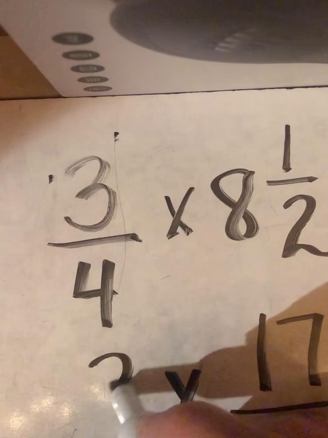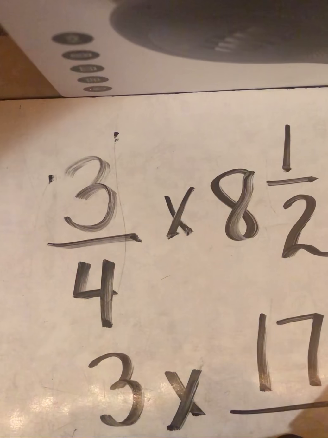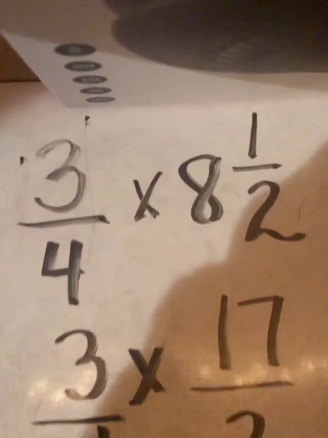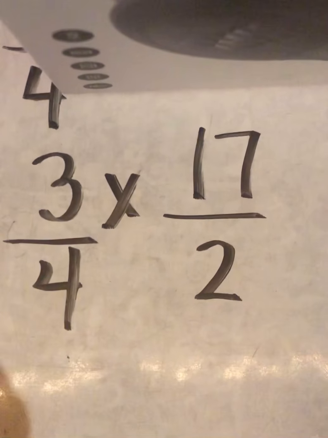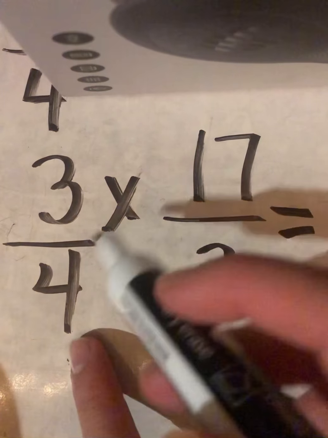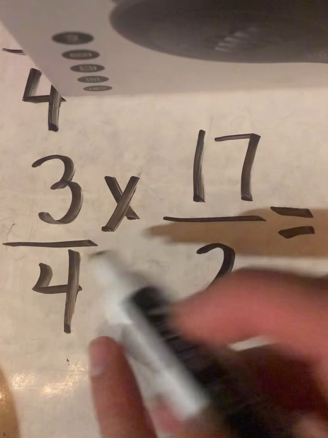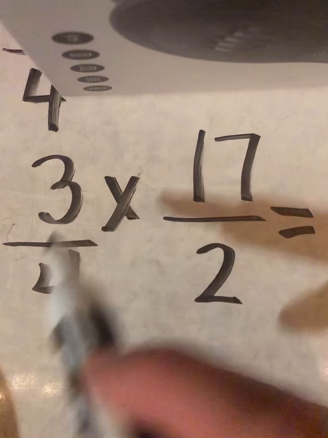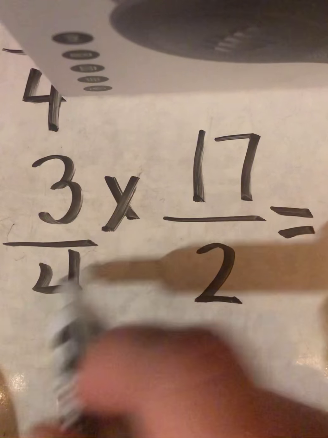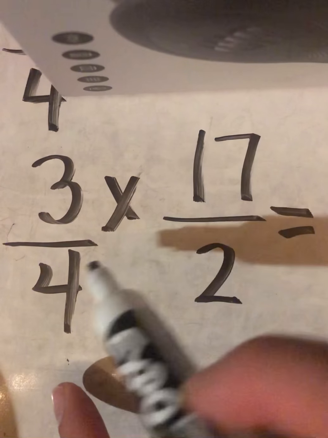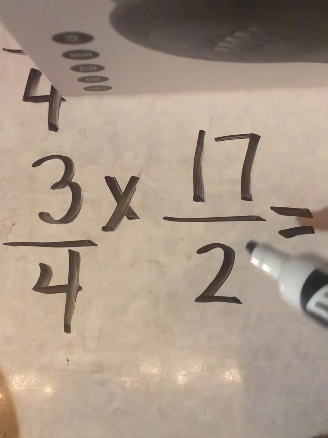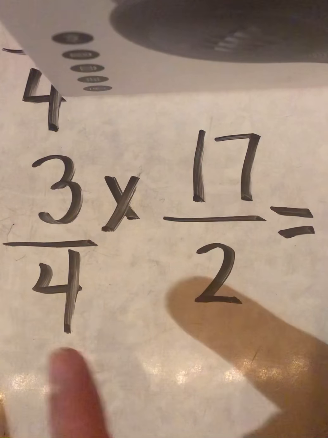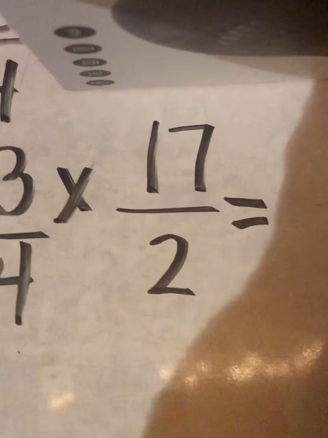times 3 over 4. There are some cases, like this one, where you won't be able to cross simplify. You cannot cross simplify 4 and 2. That's why it's called cross simplifying, because we're simplifying across. 4 and 17 share no common factors. 3 and 2 share no common factors. Therefore, it is to multiply straight across or horizontally.